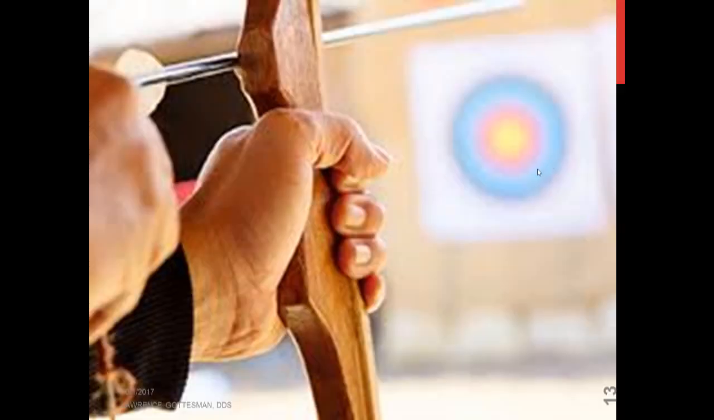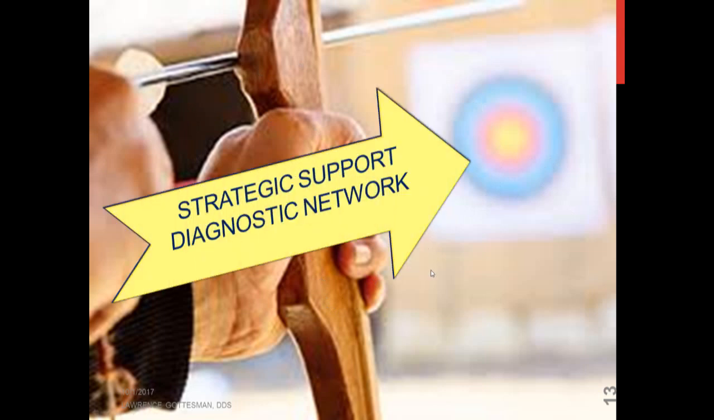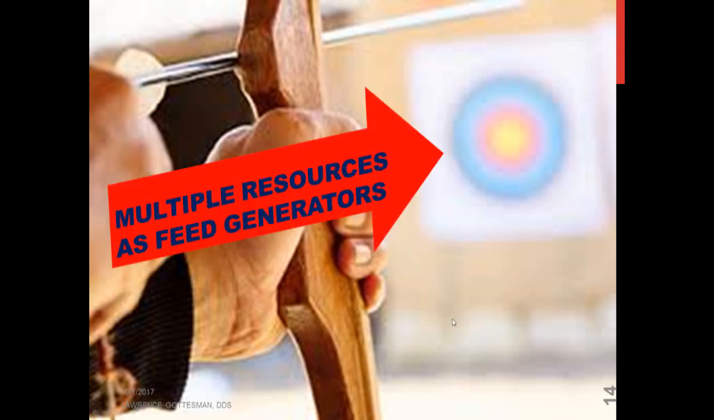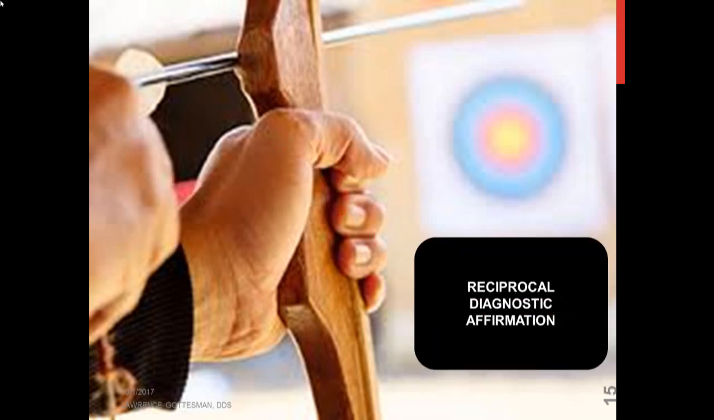The goal here is to get that arrow that I'm using, which is that overlap symptom, into my target area. I call this a strategic support diagnostic network. And this network uses multiple resources, as I described, as what I call feed generators. So they're moving me and the patient towards getting a disease-based diagnosis.